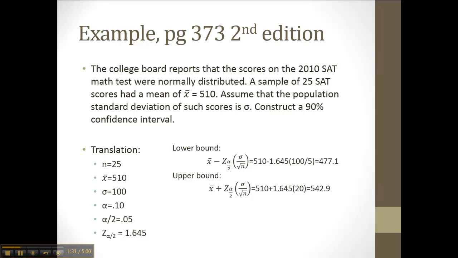So now what we do is we plug into these formulas, and I will do a much more in-depth example in the example videos, but I plugged the numbers in, did the math, and came up with 477.1 and 542.9. So what does that mean? That means I can say with 90% confidence that the population mean lies between 477.1 and 542.9.